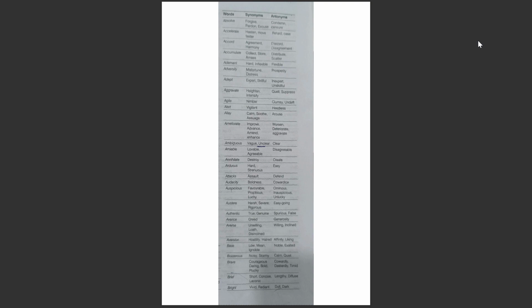The next word is adept. अडेप्ट नहीं, ADAPT वो अलग वर्ड है और ADEPT ये अलग वर्ड है. Adept is someone who is expert in something, having the desired knowledge of something, being very skillful and capable is what adept means. And the antonym is someone who lacks the skill, who is very inexperienced in something.